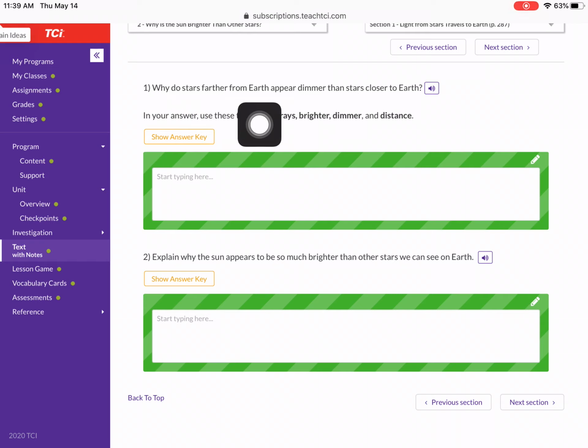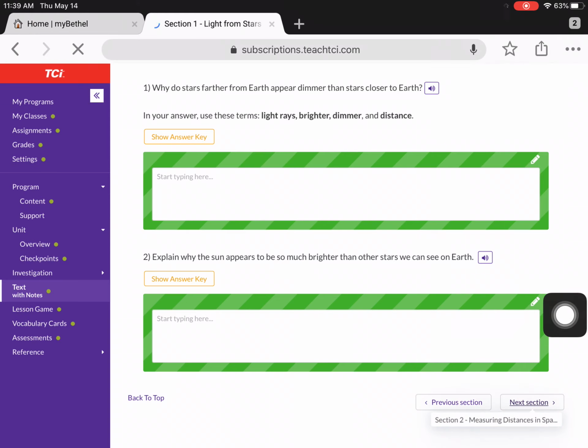Why do stars farther from Earth appear dimmer than stars closer to Earth? And then these are the terms you're going to need to use in your answer. Light rays, brighter, dimmer, distance. And number 2, explain why the sun appears to be so much brighter than other stars we can see on Earth. And now we're going to go to the next section.